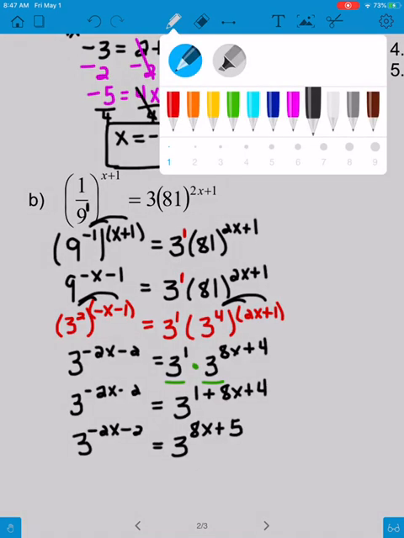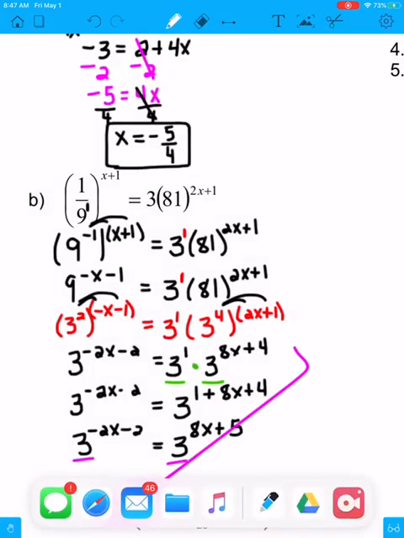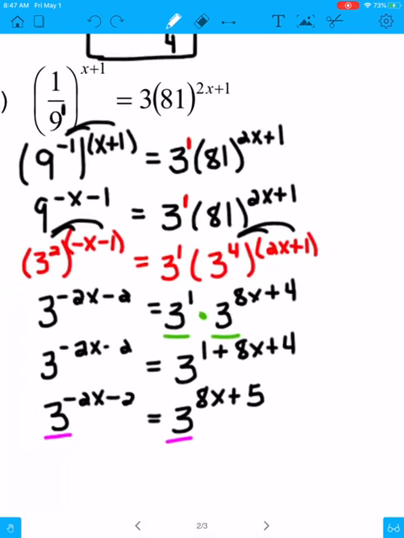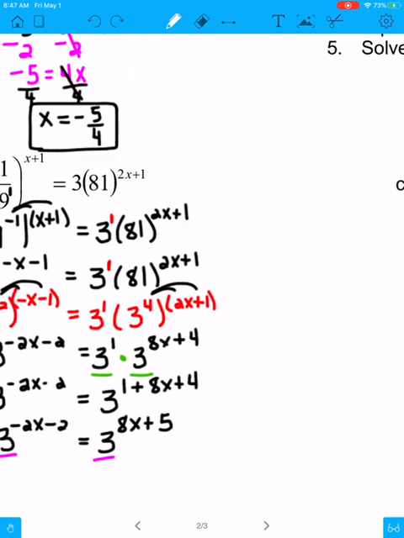And now I have the same base. What can I do when I have the same base on both sides? Write my exponents equal. Let me do that over here.